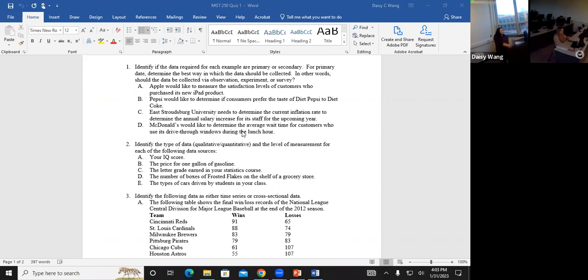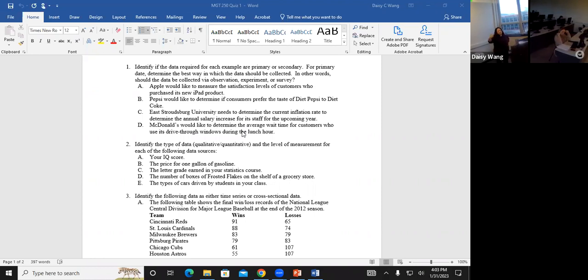And then the second question, identify the type of data, qualitative or quantitative, and then what kind of data. So we have nominal, ordinal, interval, and ratio, right? So IQ is not ratio, it's a lower level, interval. And then the price of gas is ratio, because you can say $2 is 2 times as expensive as $1. And then the grade, it's ordinal.